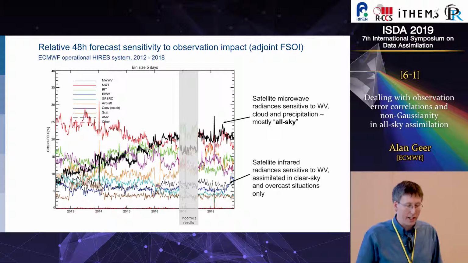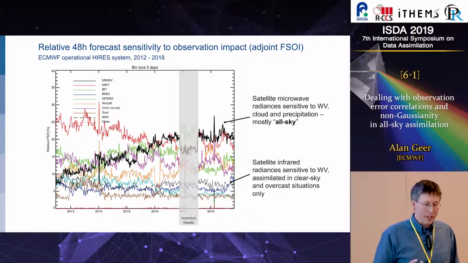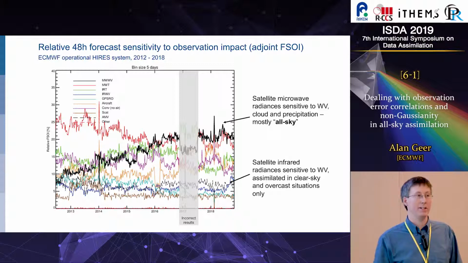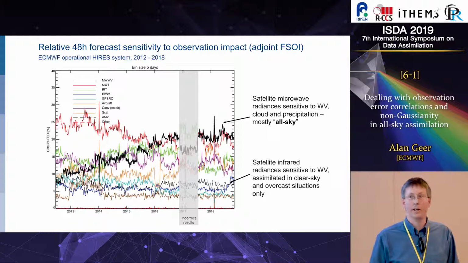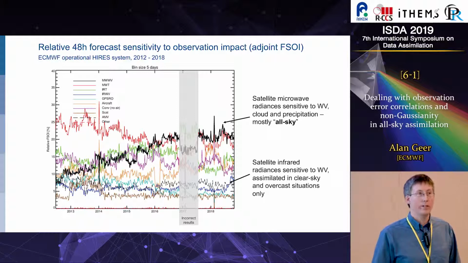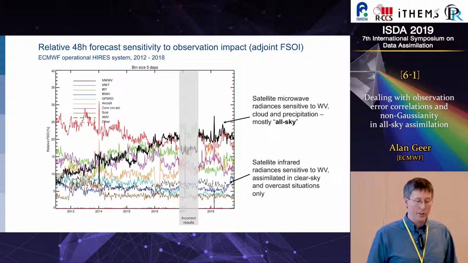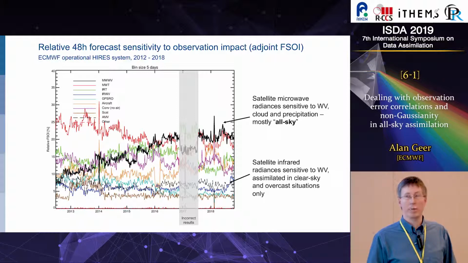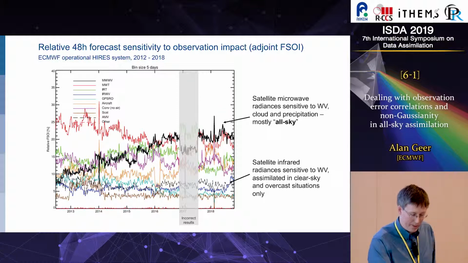We can look at another line here, the blue line. This is for infrared water vapor radiances. And those actually have quite a similar information content to the microwave radiances that we're assimilating in all skies. But we only as yet use them in clear skies and certain limited overcast situations. And those observations are not having nearly so much impact. It's too simplistic to say that we'll be able to go up to 20% impact by just doing all-sky assimilation, but clearly there must be something to be gained if we can do all-sky assimilation for infrared.